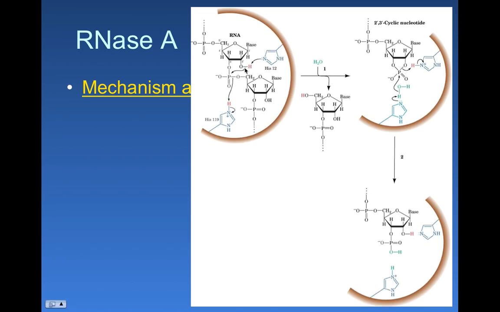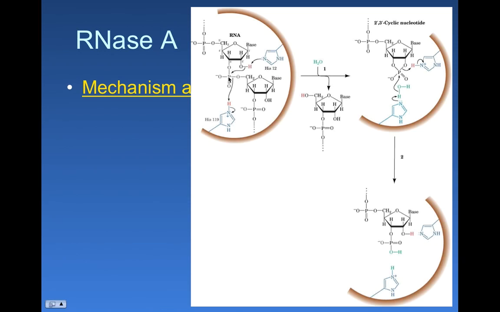Well, these electrons then are associated with this oxygen, making it negatively charged, which makes it a really good nucleophile, right? When it was an OH, it's not a good nucleophile, but when we turn it into an O- by removing this hydrogen from the histidine 12, it becomes a really good nucleophile. And it attacks the phosphorus atom of the phosphodiester linkage.